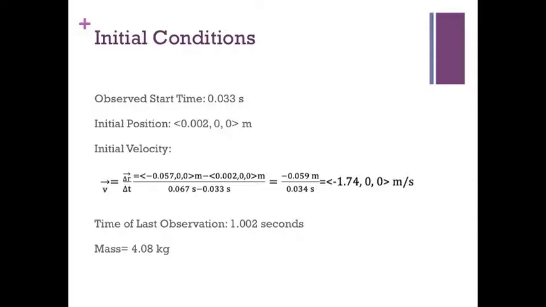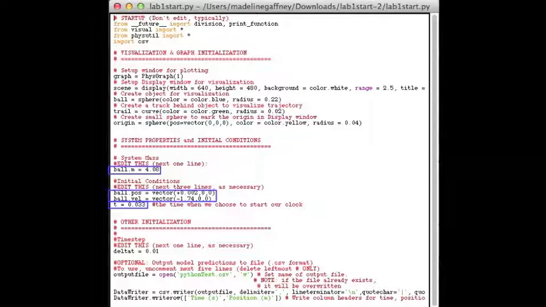I calculated the initial velocity by using two position time coordinates from the table on Tracker and dividing the change in position by the change in time of the 2 points. The last observed time of motion was 1.002 seconds, and the object's mass was 4.08 kilograms. I used the initial conditions of the experimental model as the initial conditions for the computational model.